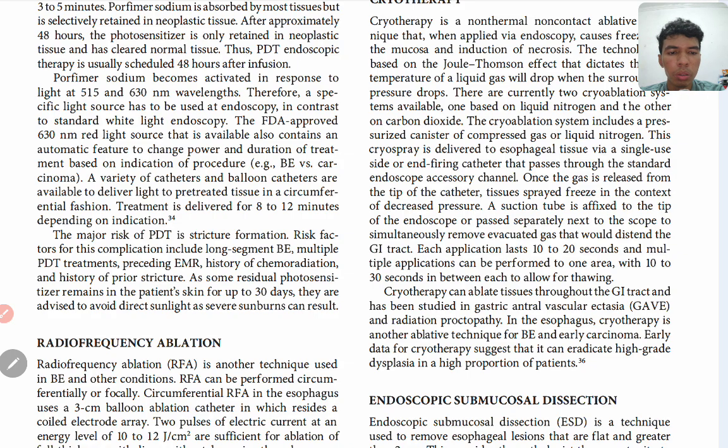Cryotherapy can ablate tissue throughout the GI tract and has been studied in gastric antral vascular ectasia, or GAVE, and radiation proctopathy. In the esophagus, cryotherapy is another ablative technique for BE and early carcinoma. Early data for cryotherapy suggests that it can eradicate high-grade dysplasia in a high proportion of patients.